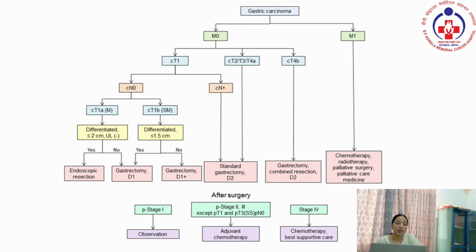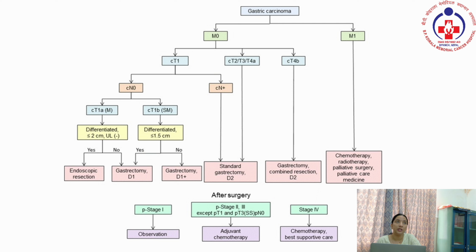And with a T1 lesion, but size more than 1.5 centimeter, we go for D1 gastrectomy. Or if invasion or other nodes are present, then D1 dissection is done. And for any lesion, any N1, N plus lesion that is size T1 or more than T1, T2, T3, T4, we go for standard D2 dissection and gastrectomy.